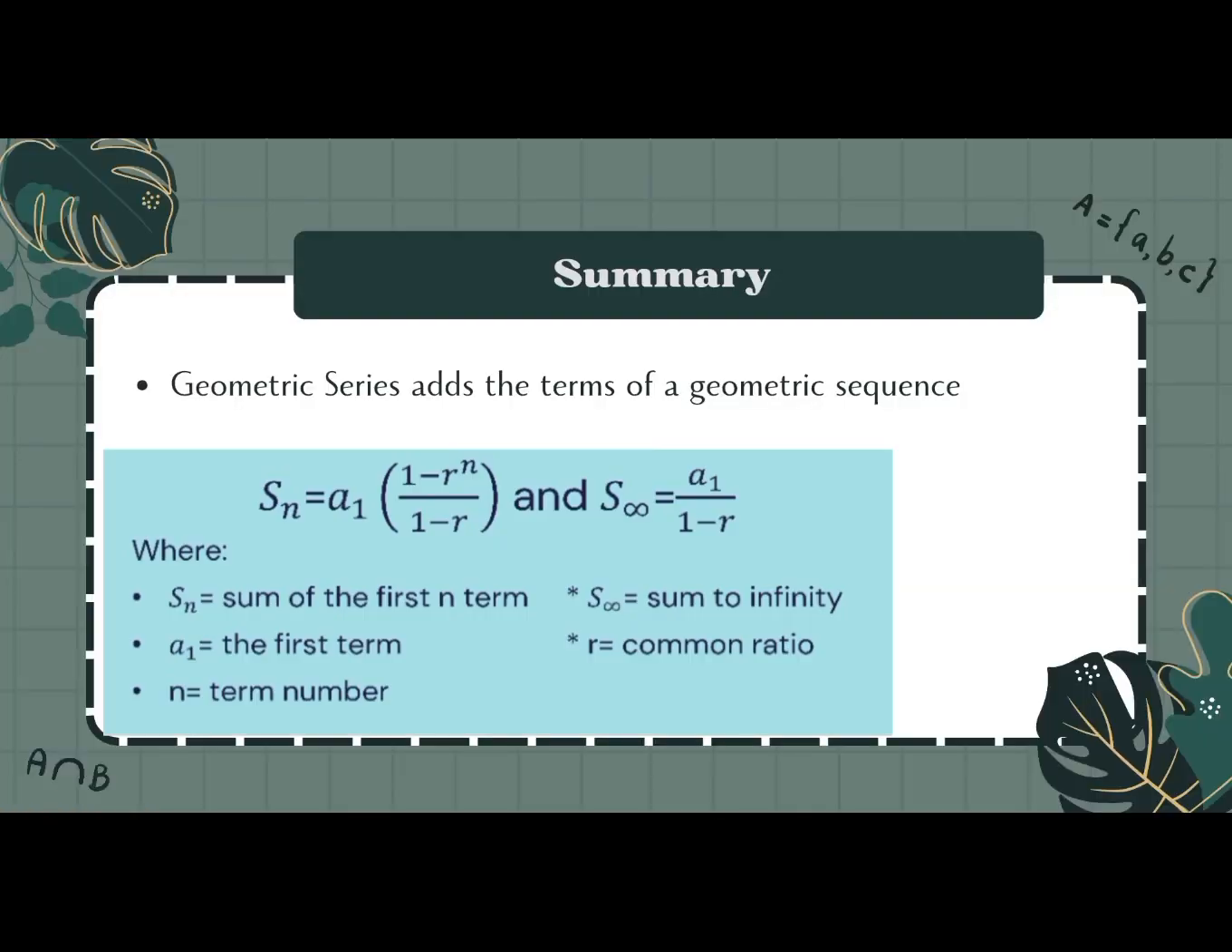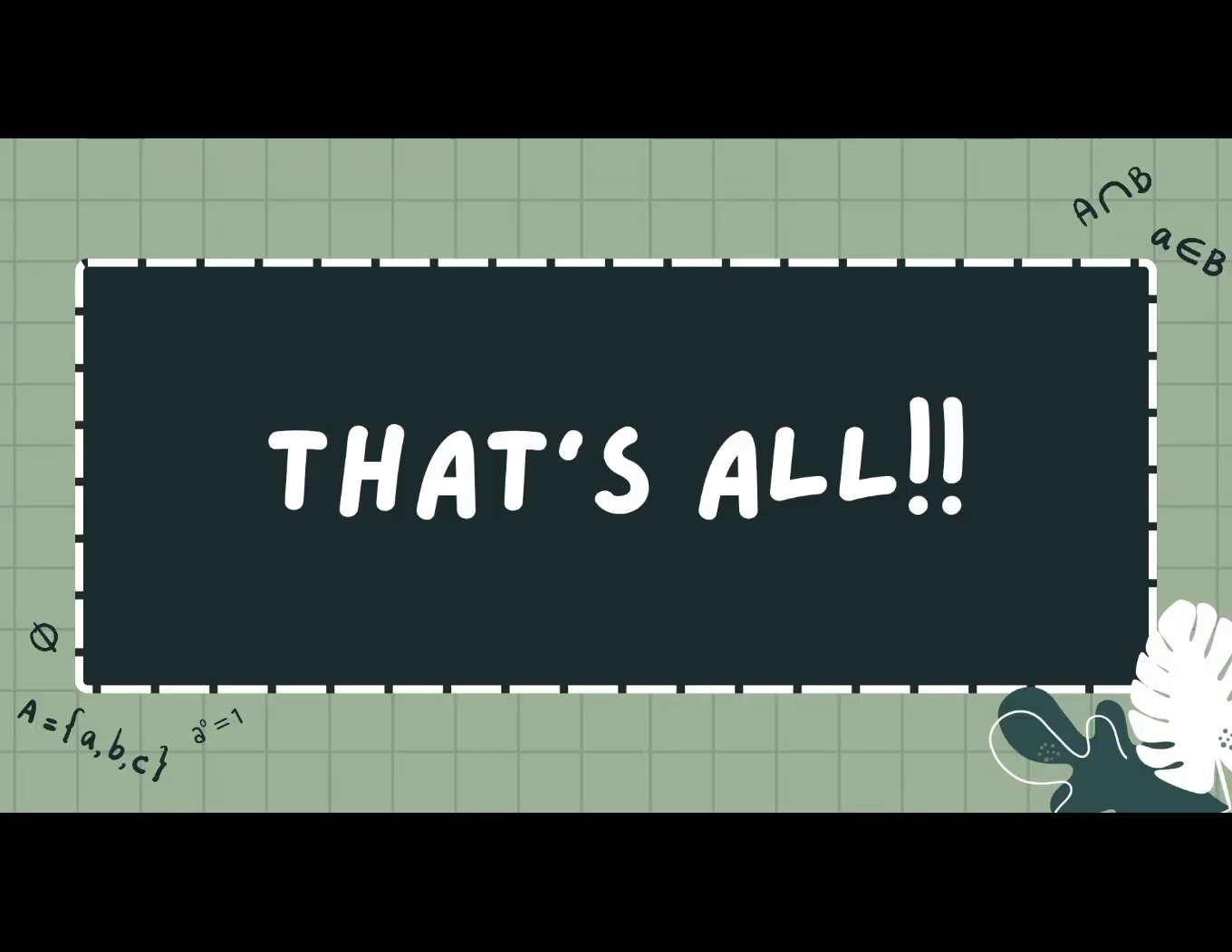To summarize, a geometric series adds the terms of a geometric sequence. We have the formula for finite series and another one for infinite series. That's all. Thank you for listening, and I hope you learned something.